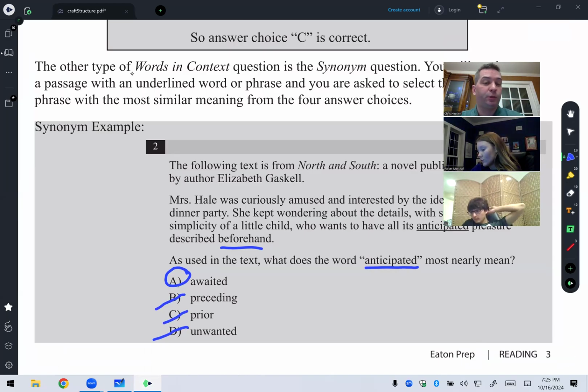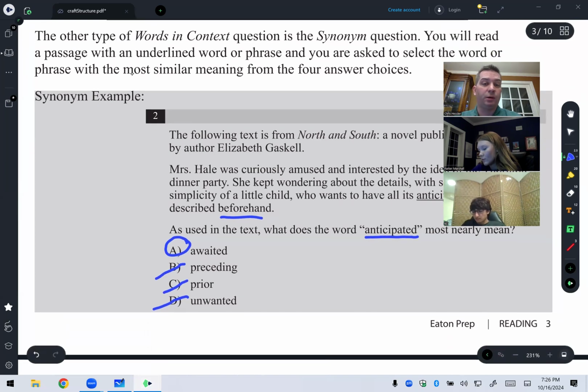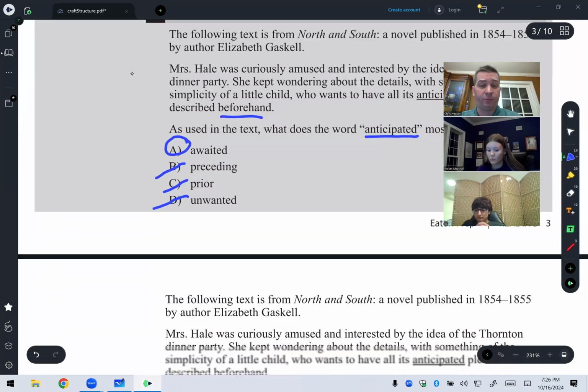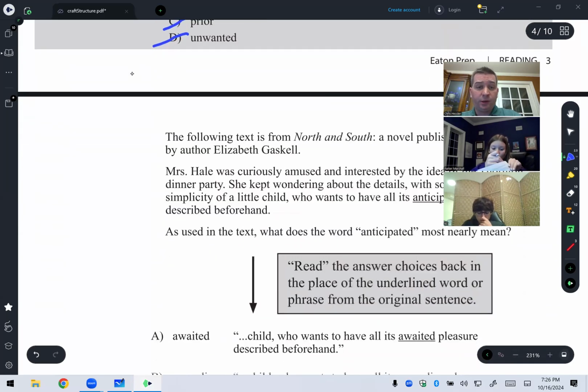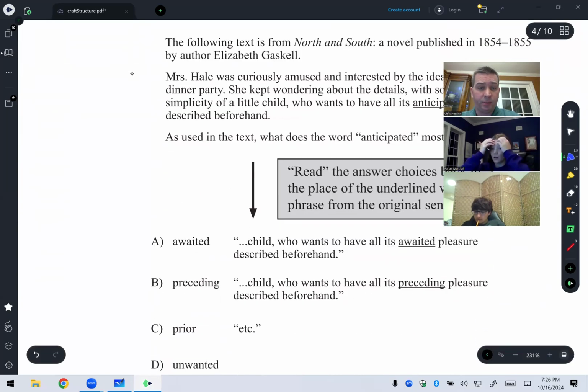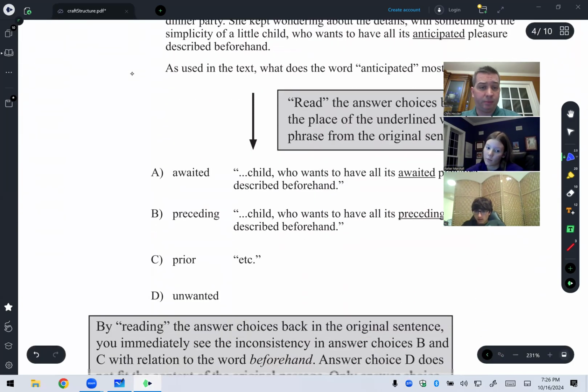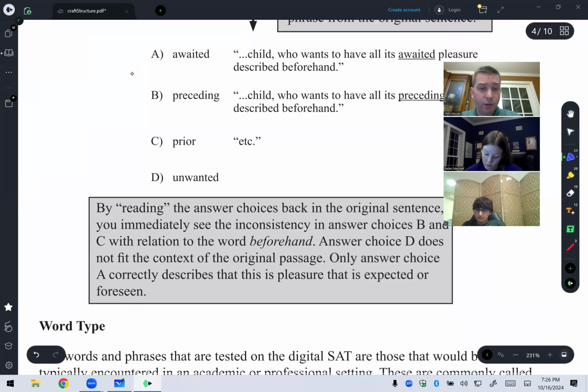Three answer choices will always make no sense, and you just pick the one that fits. So that's a synonym question. I have seen them ask for a whole phrase before, so sometimes they want to know what a whole phrase means. Just be aware it might not be a single word. They might ask about a phrase. All right, so we just figured out which word was synonymous. It was anticipated. Or it was awaited, I mean. All right, on to word type.